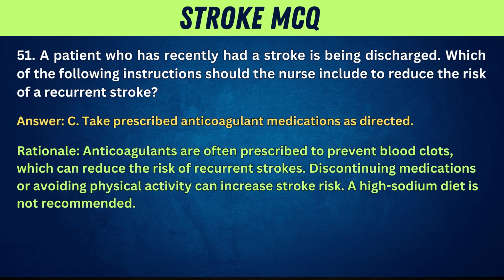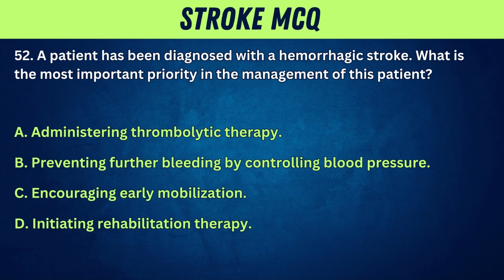Answer: C. Take prescribed anticoagulant medications as directed. Rationale: anticoagulants are often prescribed to prevent blood clots, which can reduce the risk of recurrent strokes. Discontinuing medications or avoiding physical activity can increase stroke risk. A high-sodium diet is not recommended.